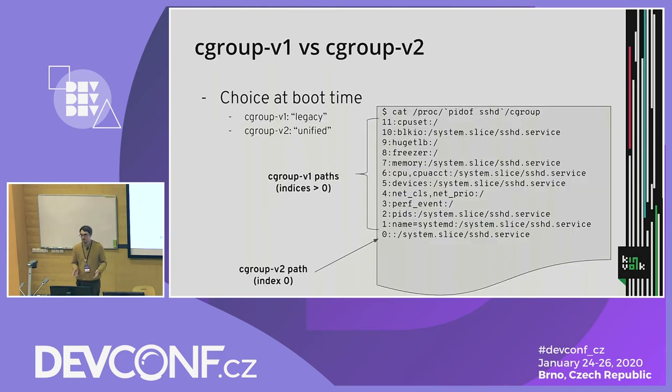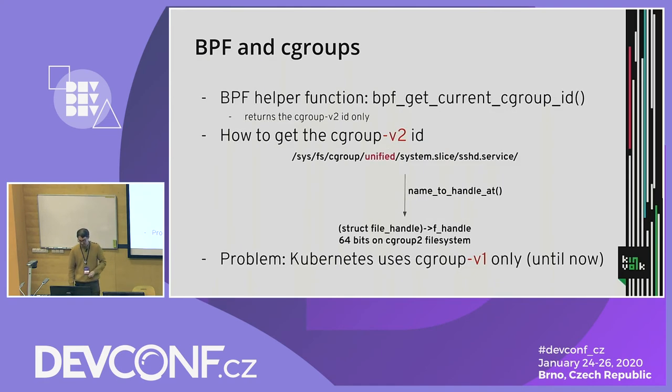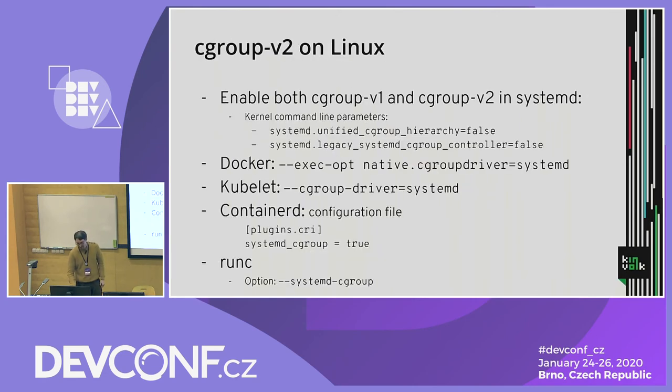This only works on cgroup version 2. The issue is that most of the time Kubernetes uses cgroup version 1 only, and there is only some recent effort to make it work on cgroup version 2. So what I needed to do was enable cgroup version 2 on my Kubernetes cluster. So I needed to change the configuration of systemd, Docker, kubelet, and so on to use cgroup version 2.